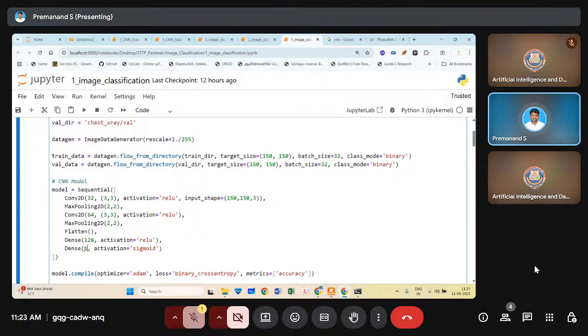Here I have 2 classes: one is normal and the second is abnormal. So the last layer should be 1, because there won't be any data set with a single class, so it will assume it as a 2-class problem. Instead of giving 2, I give a single value, 1, and the activation function for the classification will mostly be sigmoid. For a binary class, sigmoid.